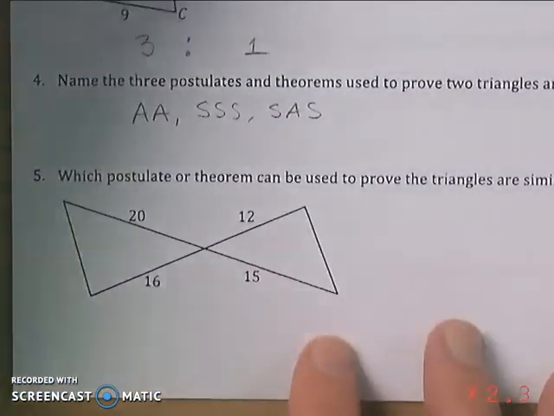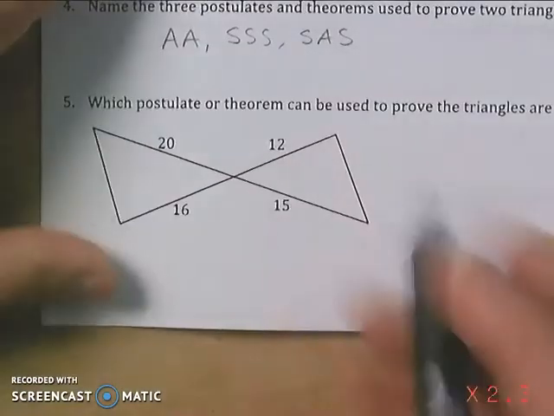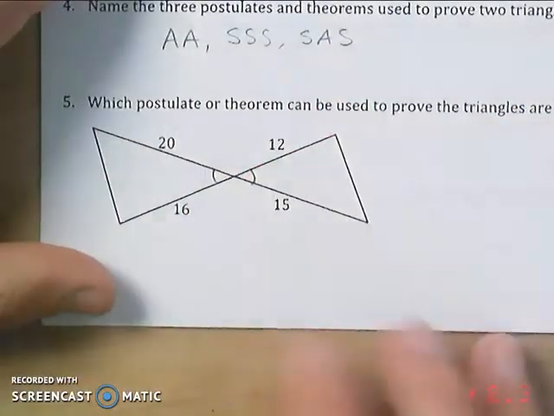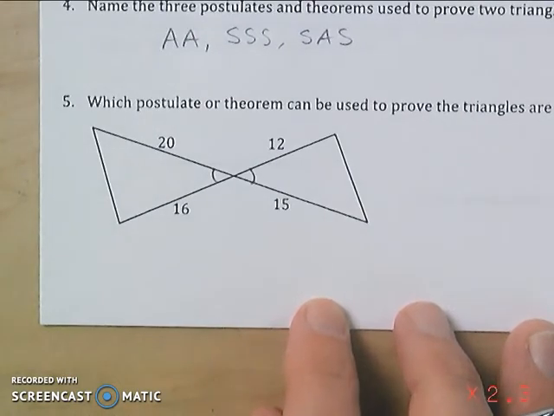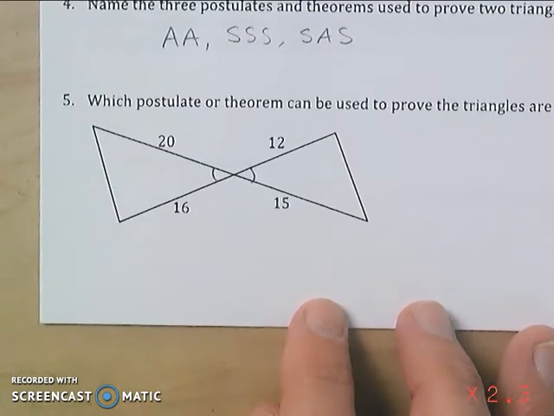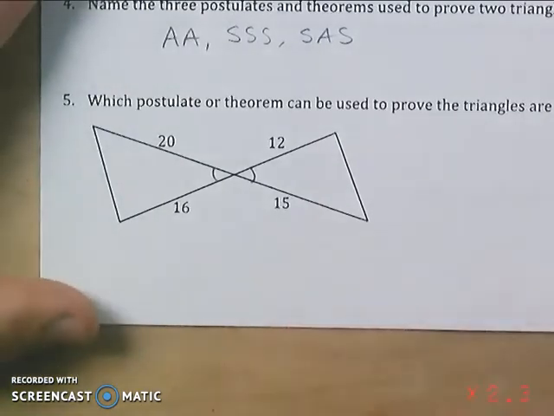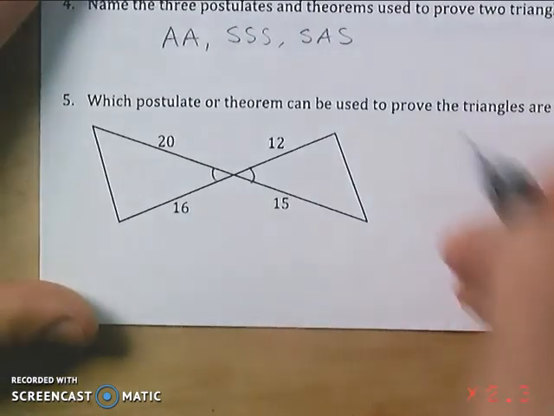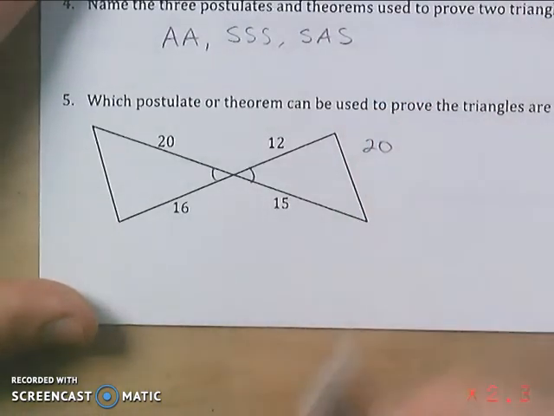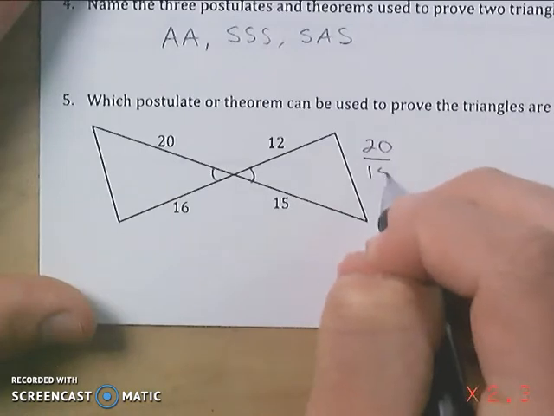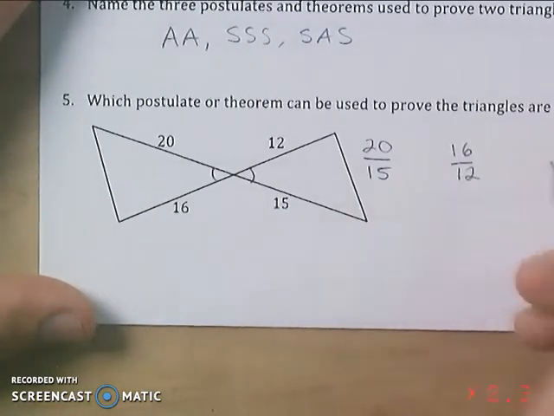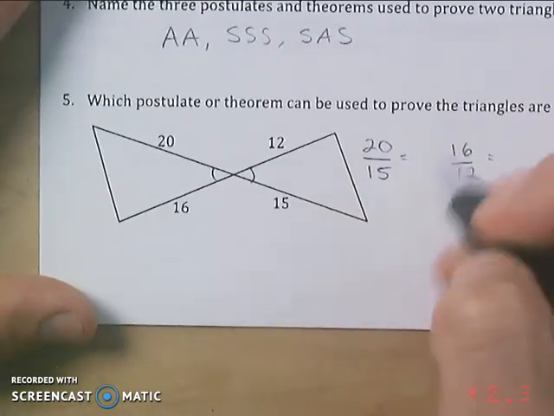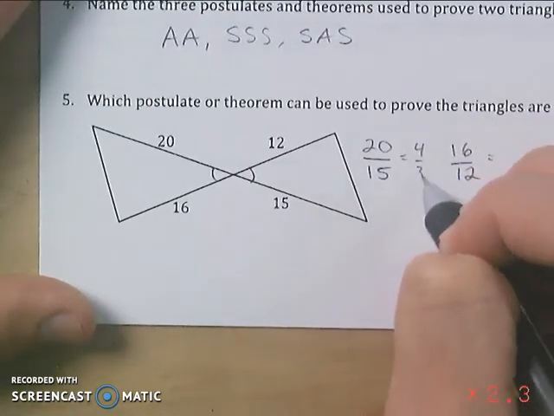Okay? Number 5, I have one congruent angle set right there, but I don't have any other angles. So I can't prove this by angle, angle. I don't have all 3 sides, so I definitely can't be side, side, side. My only hope is that this is side, angle, side. And to do that, I'm going to see if my sides are proportionate. I'm going to take the largest on the left over the largest on the right. The smallest on the left over the smallest on the right.